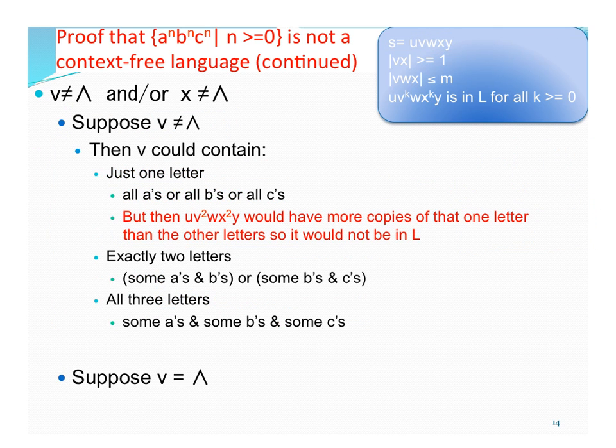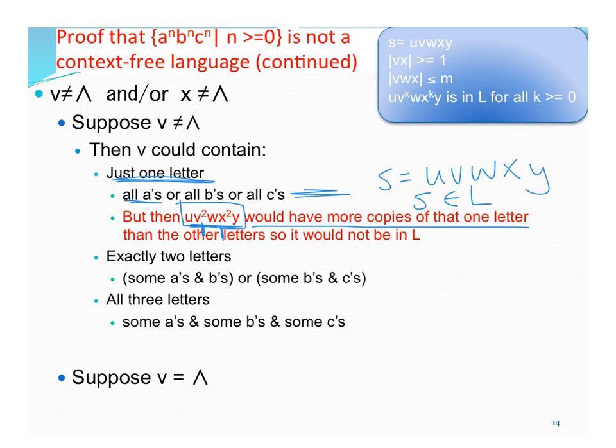Okay, let's look at each subcase. If v is just one letter, so all a's or all b's or all c's, we know that s is uvwxy, and that s is in my language. But if we look at u v squared w x squared y, where we have two copies of v and two copies of x, and we just have one letter inside of v, we're going to end up with more copies of that one letter than the other letters. If I have just a's in v, then when I make two copies, I'm going to add some extra a's, but not some extra b's or c's. So that means u v squared w x squared y is not in my language. Of course, the pumping lemma says that it has to be in my language. So I'm not at a contradiction yet, because there are a lot of different possibilities for v.